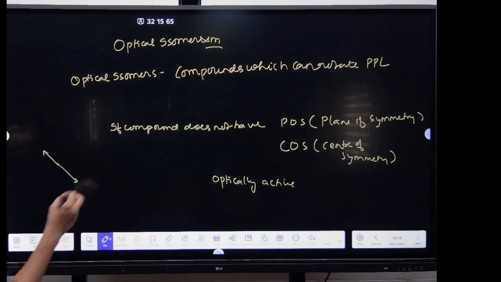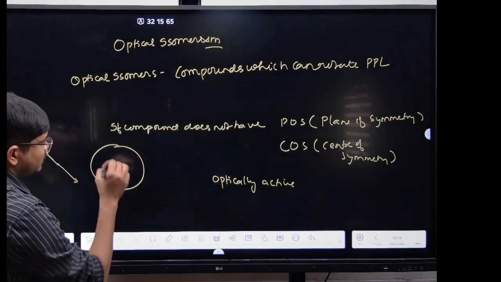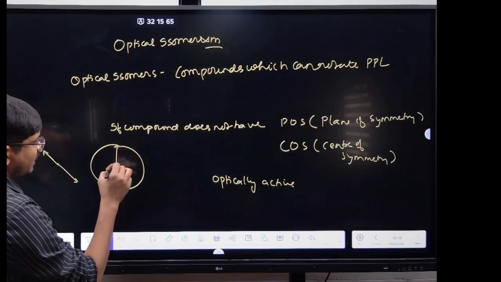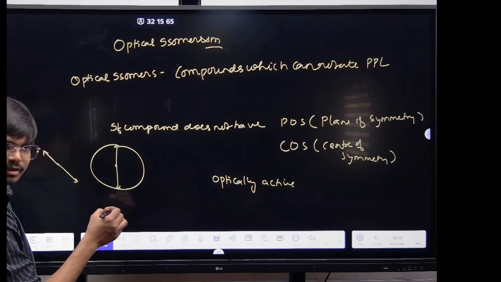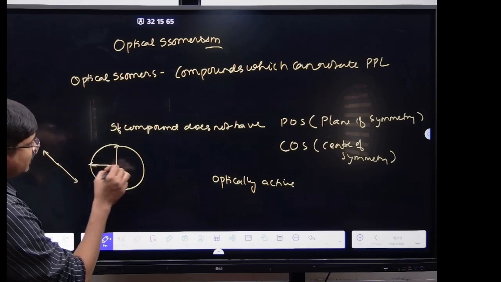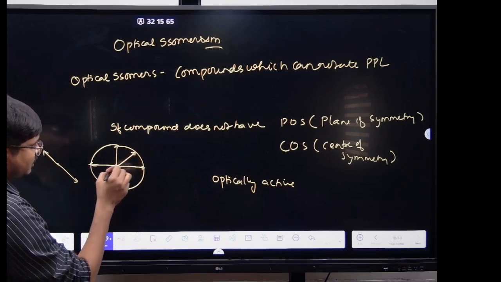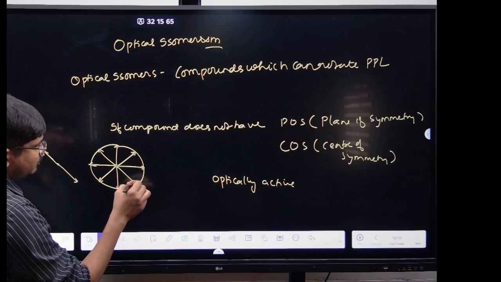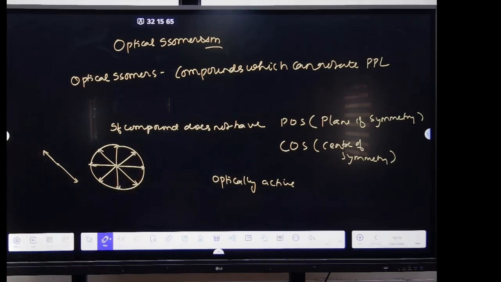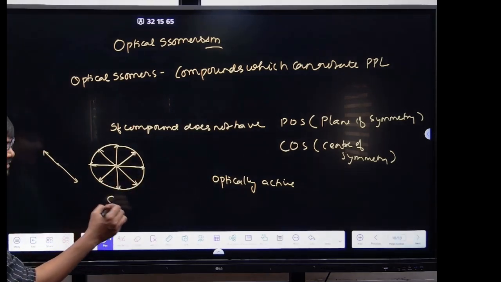For example, if you look at the circle, right? So circle you will get here, again opposite to that you will get the same thing. If you are getting here, opposite to that you will get the same thing. If you are going here, then again you will get the same thing. So this will have the center of symmetry.